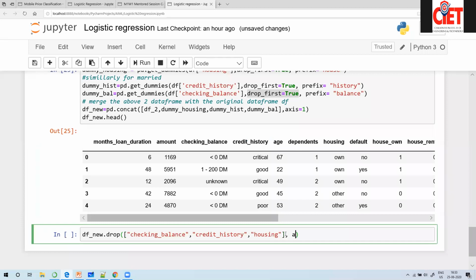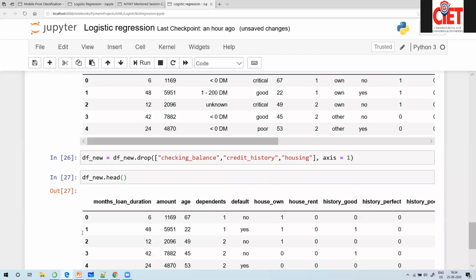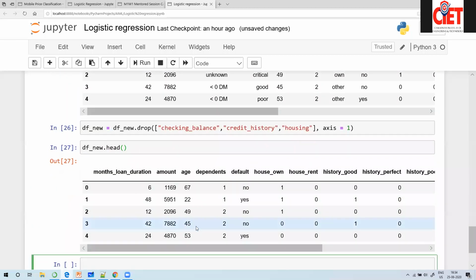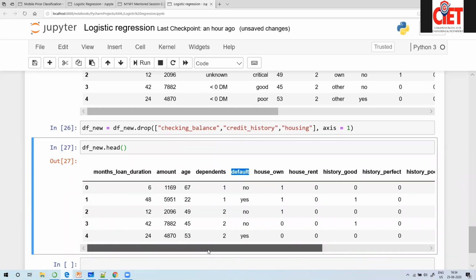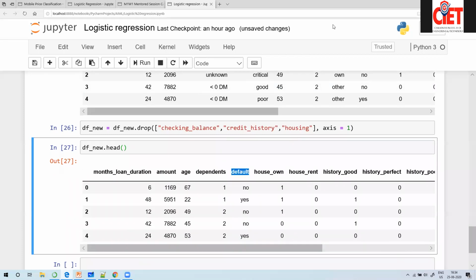Comma, axis is equal to 1. And then we are going to read. Look at the df_new, it should not have those columns. Those columns are gone. Now, except the default column, all of the rest of the columns have numeric values. Okay? Yeah. We have some questions.